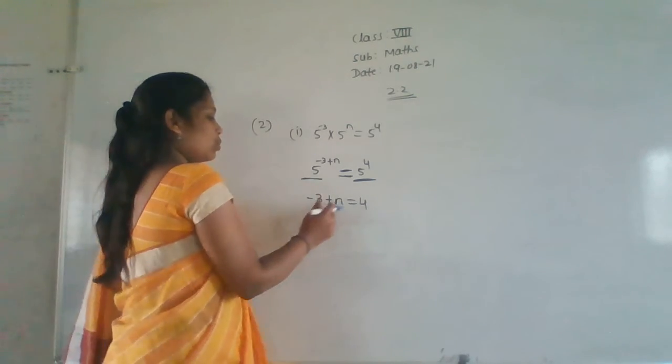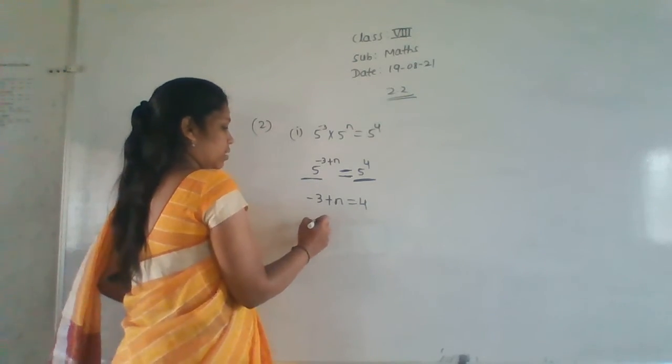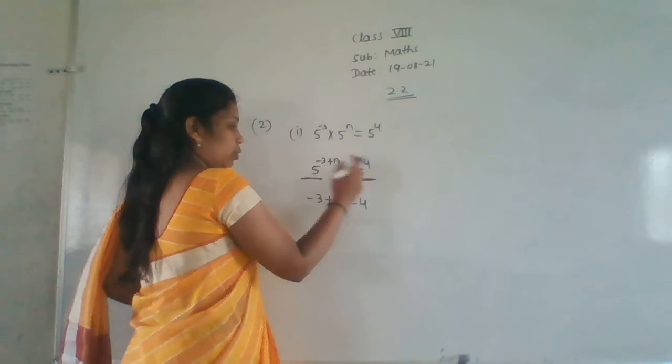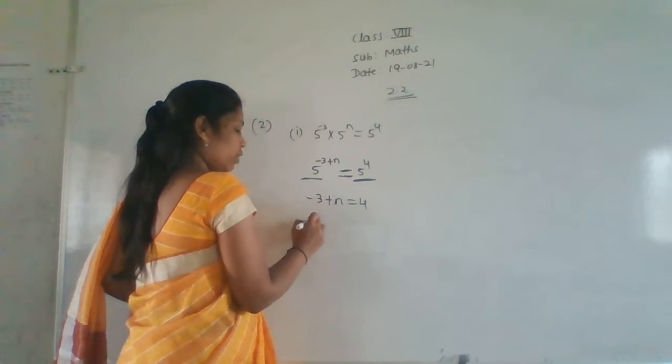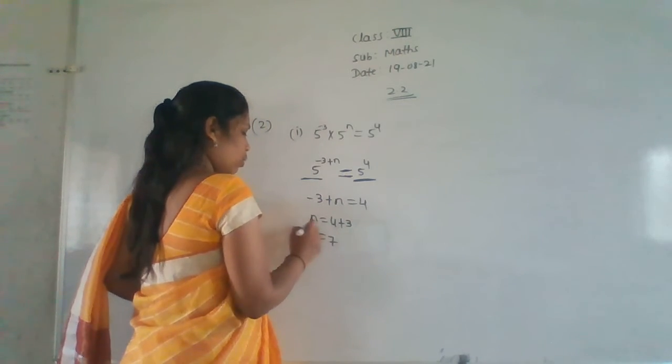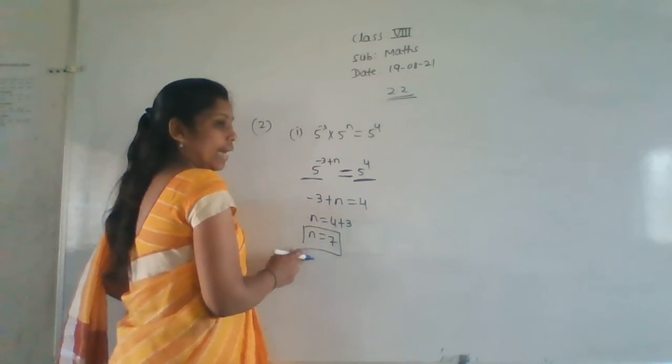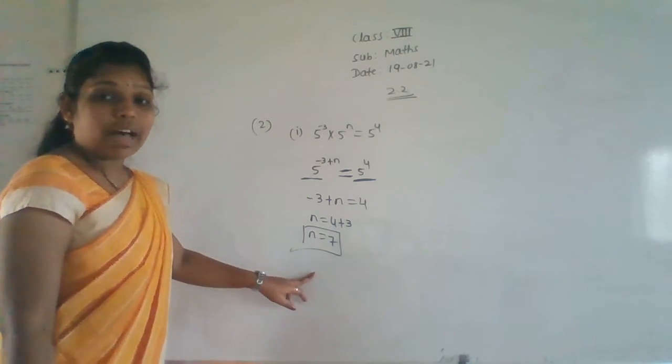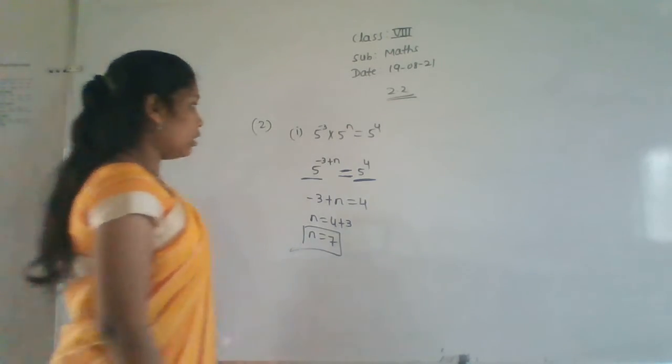Now do the simplification. Take this minus 3 to the RHS side, what will it become? 4 plus 3, that will become 7. So what is the value of n here? The value of n is 7.